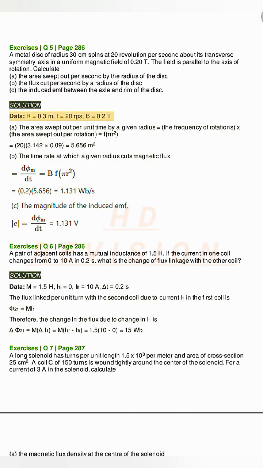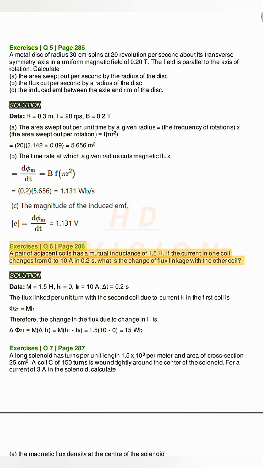Solution. Data. R equals 0.3 meters, f equals 20 rps, B equals 0.2 T. A. The area swept out per unit time by a given radius equals the frequency of rotations times the area swept out per rotation, equals f pi r squared, equals 20 times 3.142 times 0.09 equals 5.656 m². B. The time rate at which a given radius cuts magnetic flux.